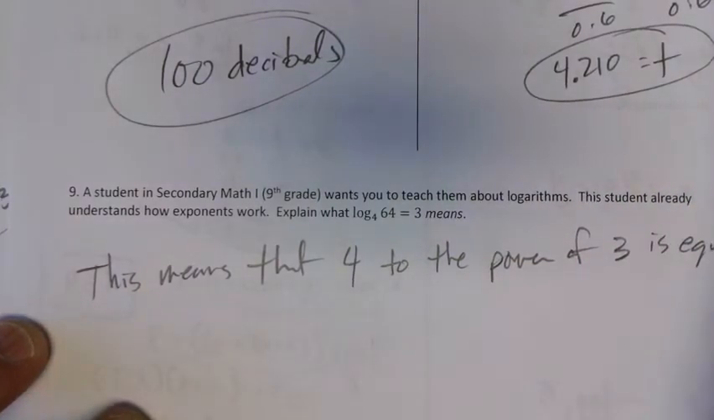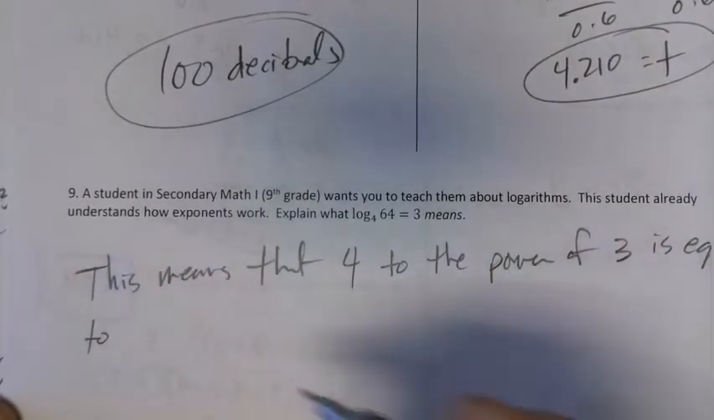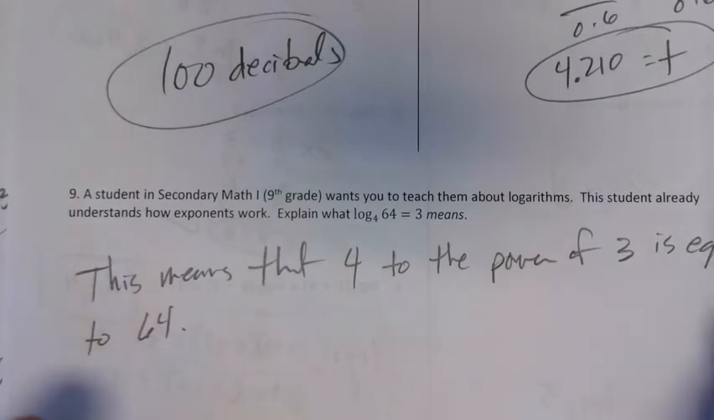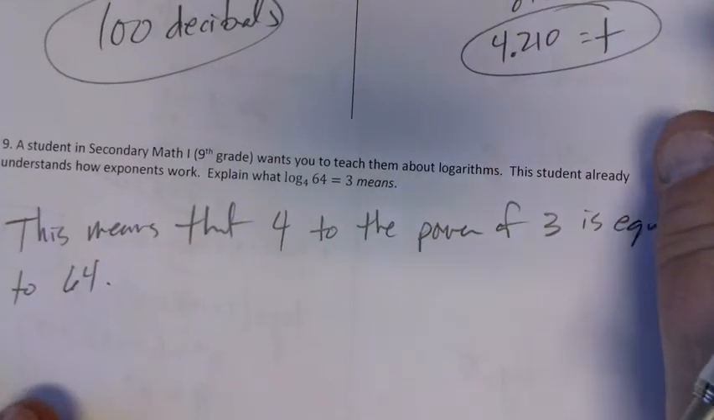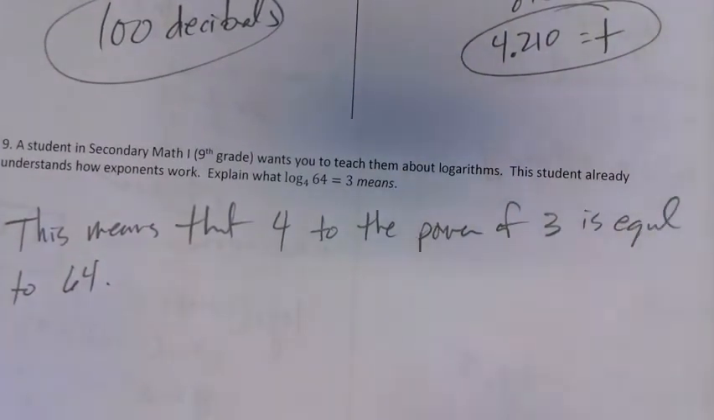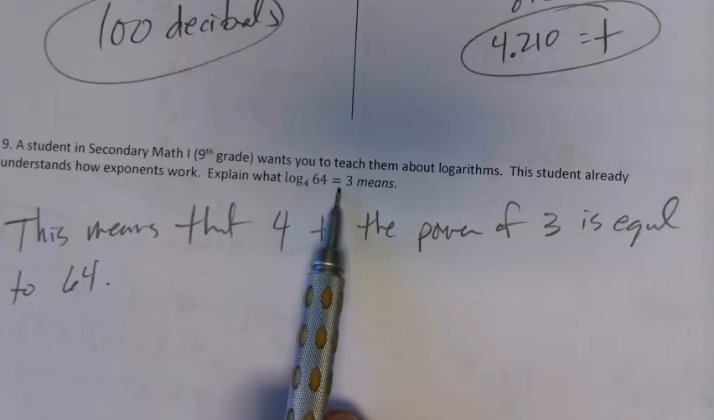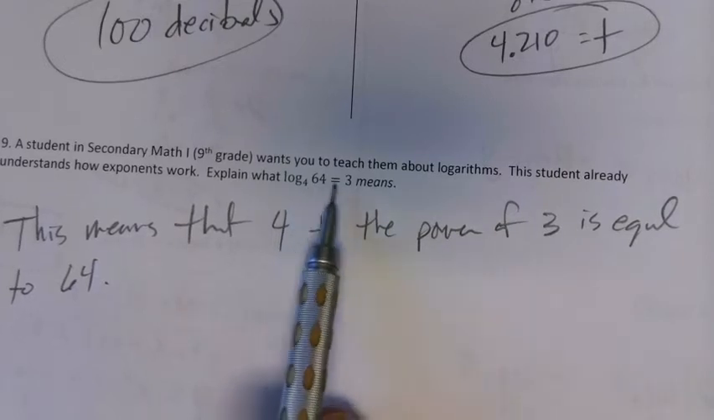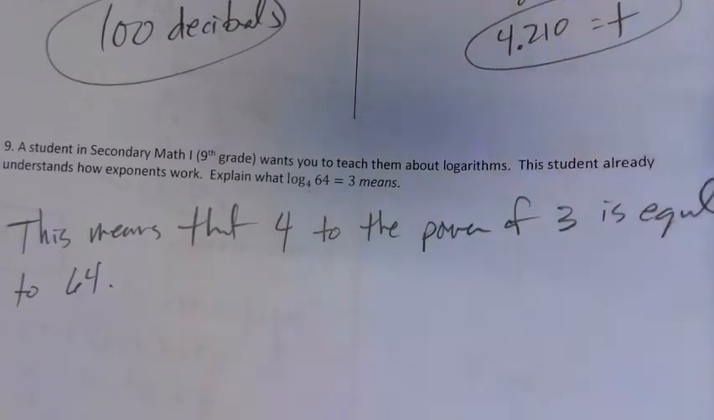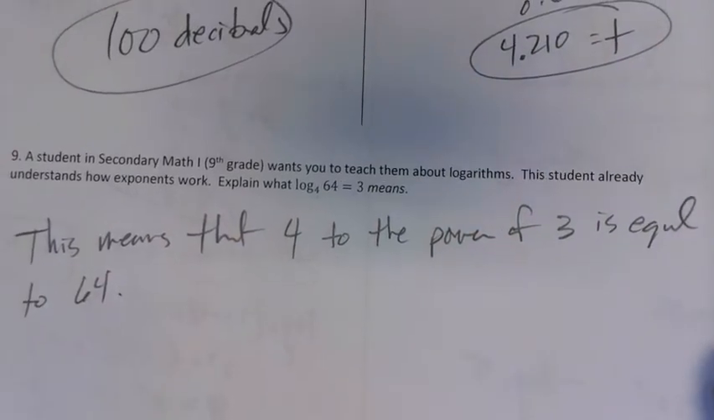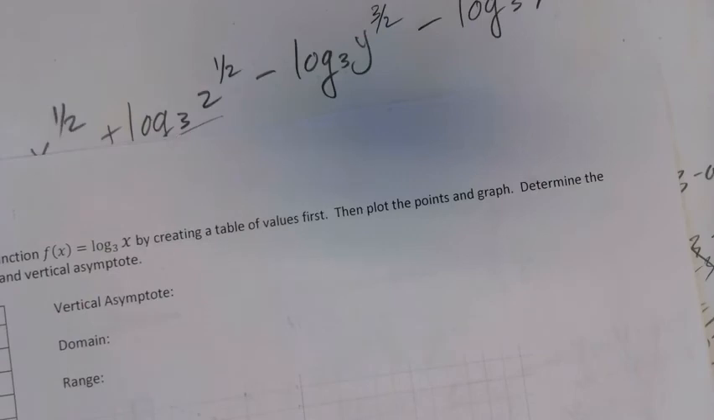is equal to 64. Remember, at the very beginning we said if you don't understand an exponential, rewrite it as a logarithm. Rewrite it as an exponent. Okay, logarithm always means the base to what power means the inside. So 4 to the power of 3 equals 64. Cool. But I need to see more than just rewritten there if you're going to get all those points. Put it in words.